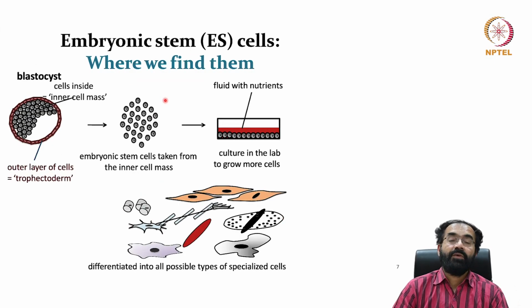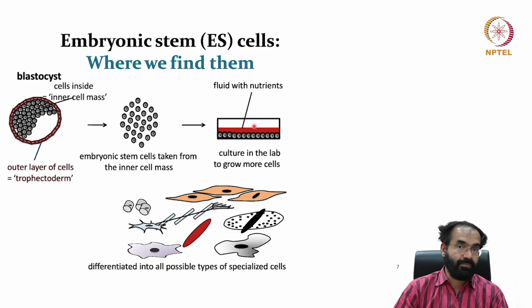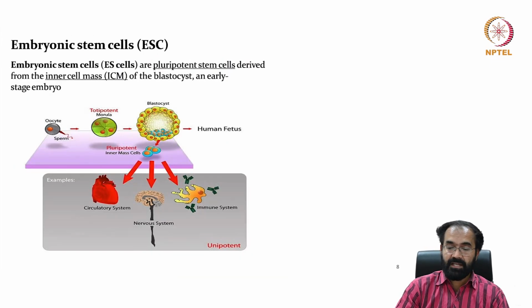Embryonic stem cells, where we find them: like I told you, it is the inner cell mass of the blastula. They can be separated and cultured on a plate, and you have to give fluid nutrition, and also you should have some leukemia inhibitory factor, or a feeder layer at the bottom, which provides the growth factors needed for maintaining the stem cell as a stem cell. Upon some differentiation cues, it can give rise to muscle, neuron, skin, etc. Whatever you want, you can make it differentiate into all possible types of specialized cell.